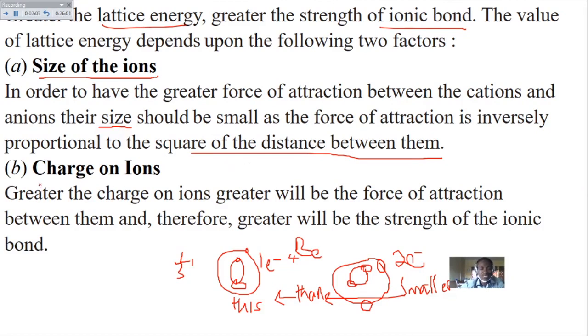Then you talk about the charge on ions. The greater the charge on the ions, the greater will be the force of attraction between them. Therefore, greater will be the strength of the ionic compound. The force of attraction here will be higher than the force of attraction there, because here the charge of the ion is 2, while here the charge of the ion is 1.